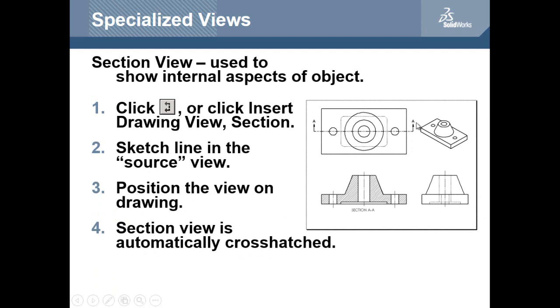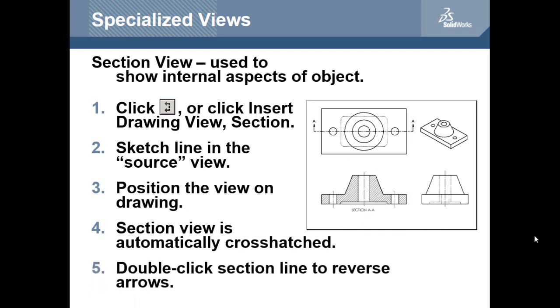Okay, so I pick this on the bar and I pull this across like I draw a line, drag it over here, and then all of a sudden pops up the cross section down here. Double click the section line to reverse arrows.